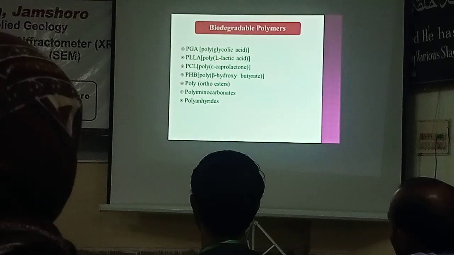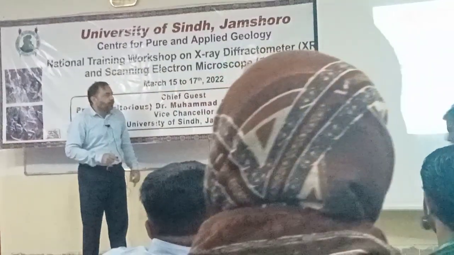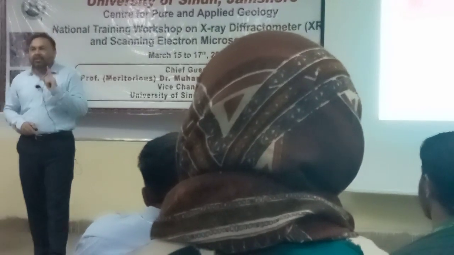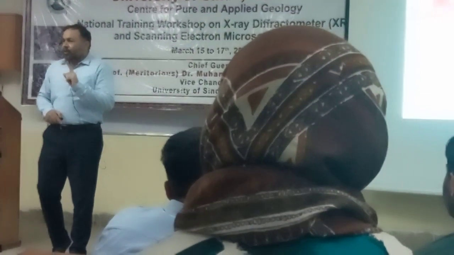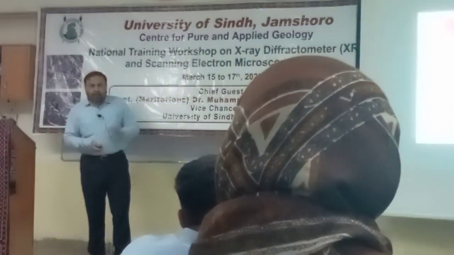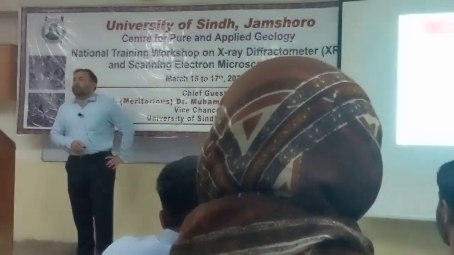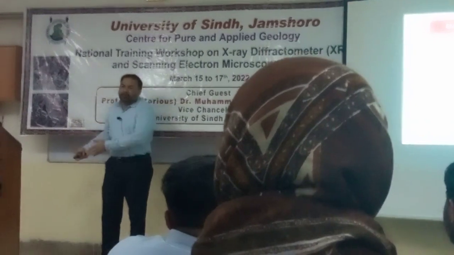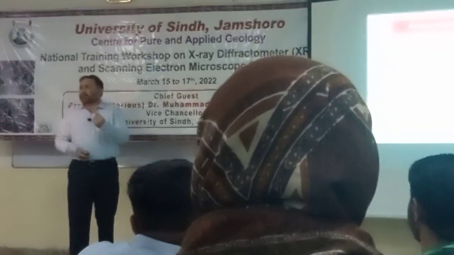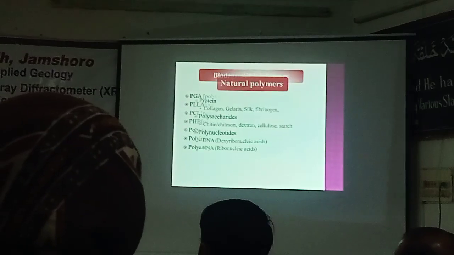Most of the time students ask me, sir, what do we do here? Because if you go to purchase this PGA or PCL, 1 gram is around 20,000 Pakistani rupees. At least you will use 50 or 100 grams, so it increases the cost of your research. But PHB, polyhydroxybutyrate, you can produce in your lab by utilizing microorganisms or plants. So you can produce this kind of polymer in your lab at the first stage, and then you can utilize it. Where and how you can utilize it, I will show you in the next slide.